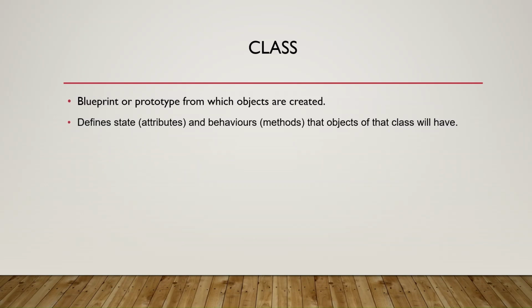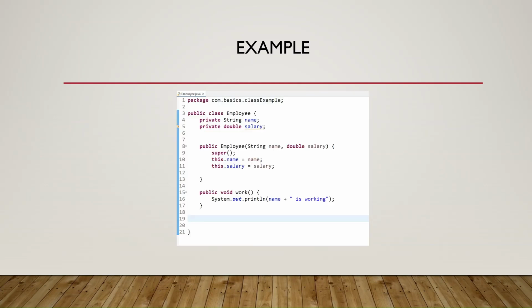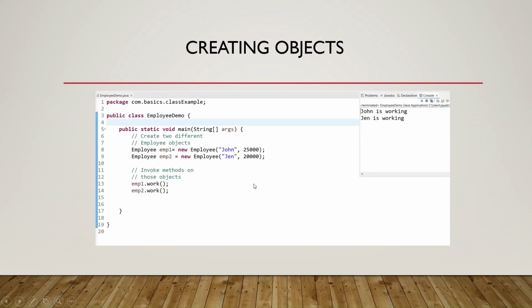What is a class? A class is a blueprint or prototype from which objects are created. It defines state and behaviors that objects of that class will have. Example, let's consider the sample employee class. In this class, name and salary are attributes and work is behavior. The employee demo class creates two employee objects and invokes their respective methods.